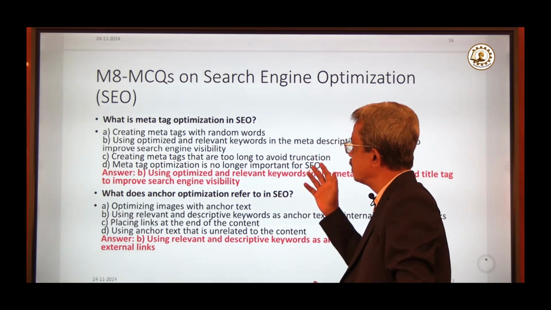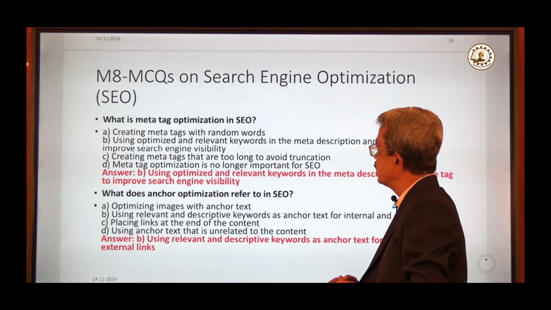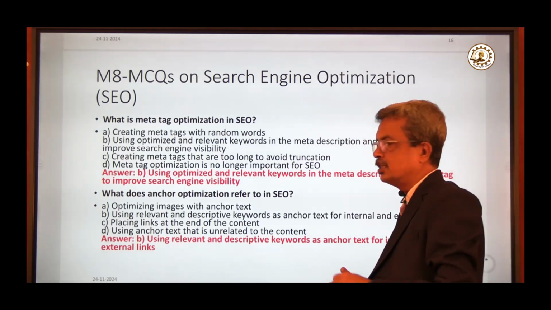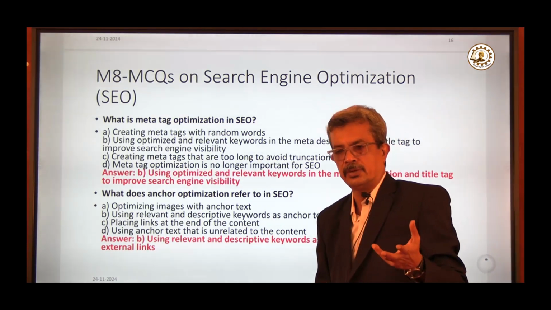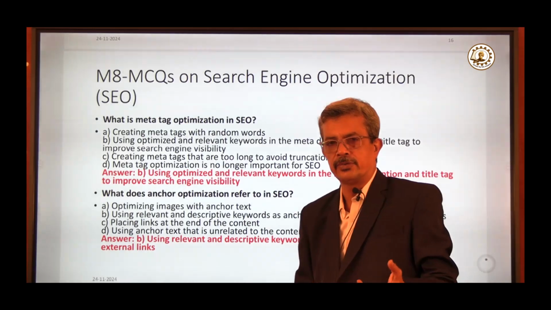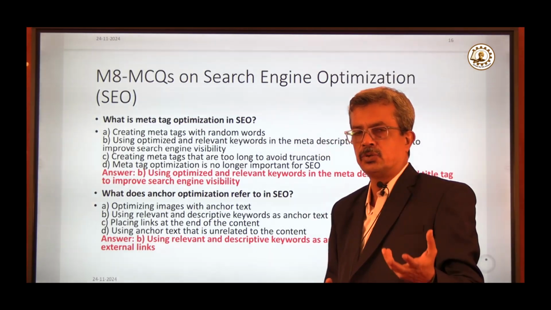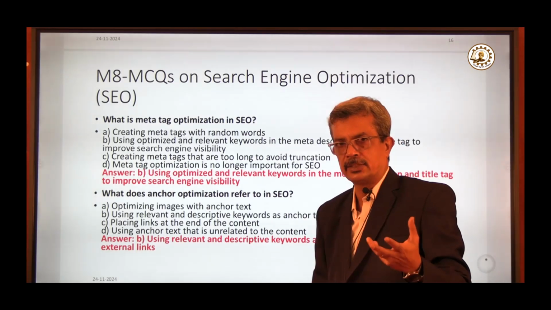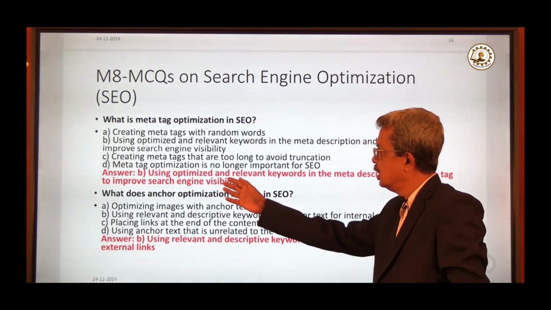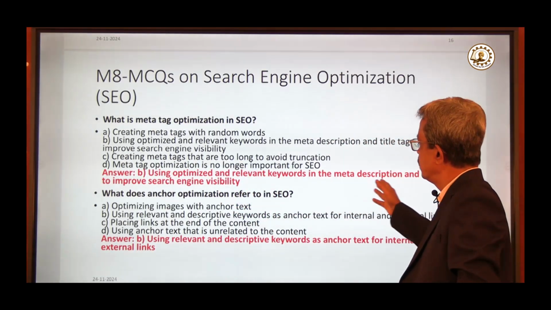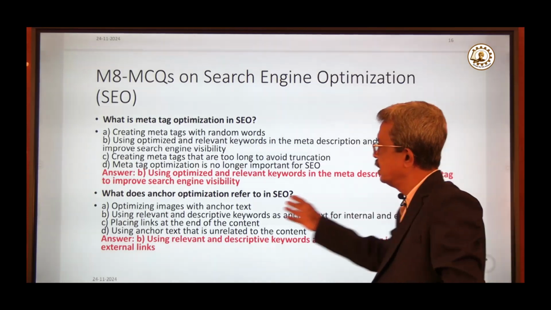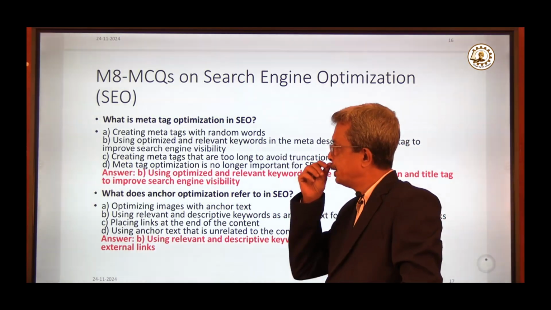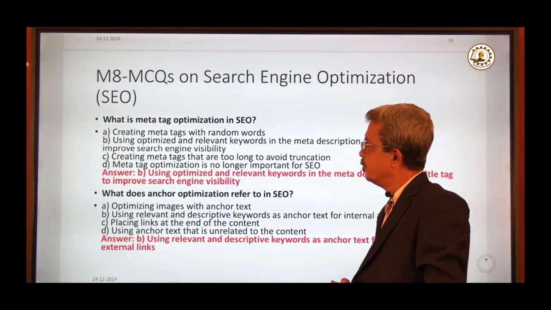The options are creating meta tags with random words, or using optimized, relevant keywords in the meta description and title tag to improve search engine visibility. Basically, it increases search engine visibility, right? You use the right set of wording, the right set of tagging. It helps you find the right set of websites as fast as possible. So a very simple answer: using optimized and relevant keywords in the meta description and title tag to improve search engine visibility. That is the possible answer, so that is option number B.